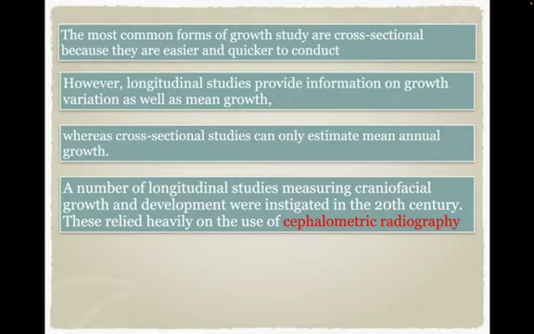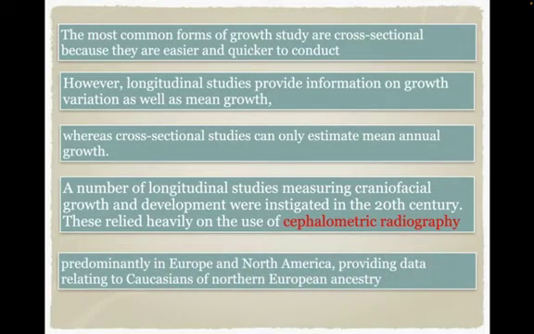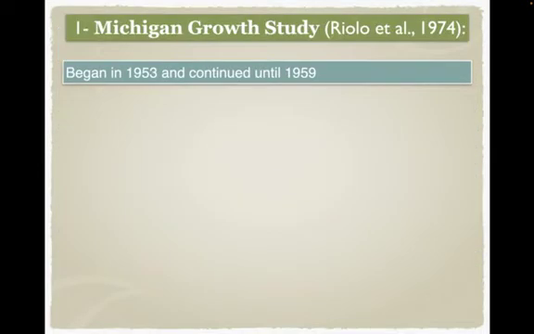Some studies have plaster models as well. And an important point is that most of these studies predominantly took place in Europe and North America. So basically, these growth studies looked at Caucasians of Northern European ethnicity, which means that for a population in the Middle East, they will not be very accurate to apply.